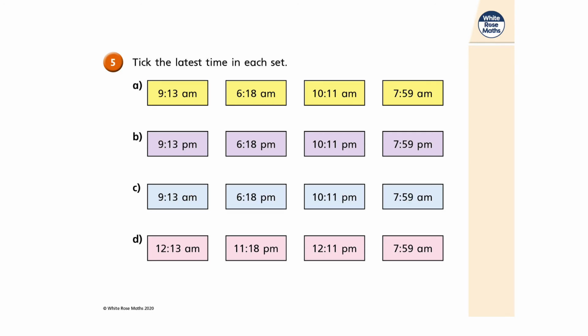Now this time you've got to do exactly the same, but you're starting from the latest time. Okay? So let's have a look at A. I'll show you how to do A and then I'll show you how to do C, which is mixed. So which is the latest? I've got 9, 6, 10 and 7. Well, I know 10 is the latest. So I've got 10, 11 AM. And then I'm going to cross that one out because I've done it. Okay then, which is the latest now? I've got 7, 6 or 9. Yeah, 9.